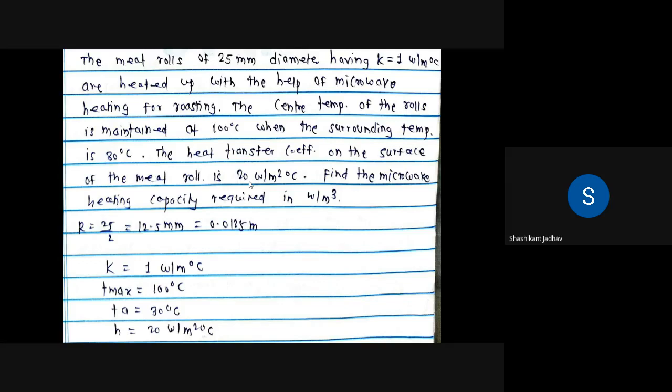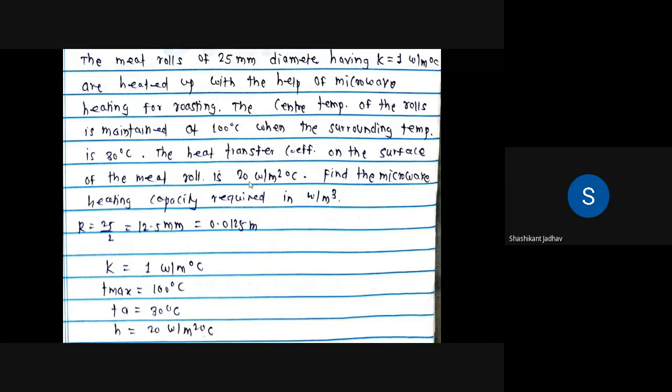Then the center temperature of the roll is maintained at 100 degree Celsius. Center temperature is nothing but the maximum temperature. So T max is given, 100 degree Celsius, and the surrounding temperature is given, 30 degree Celsius. So T infinity is equal to 30 degree Celsius. And the heat transfer coefficient on the surface of the meat roll is given, so H is equal to 20 watt per meter square degree Celsius.